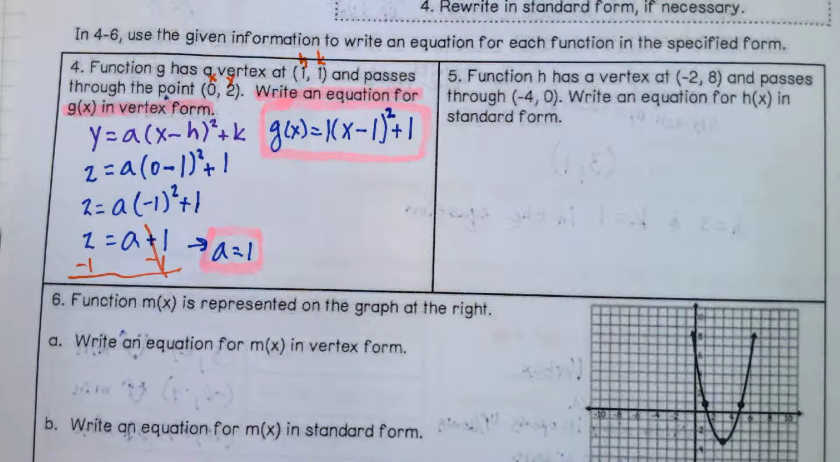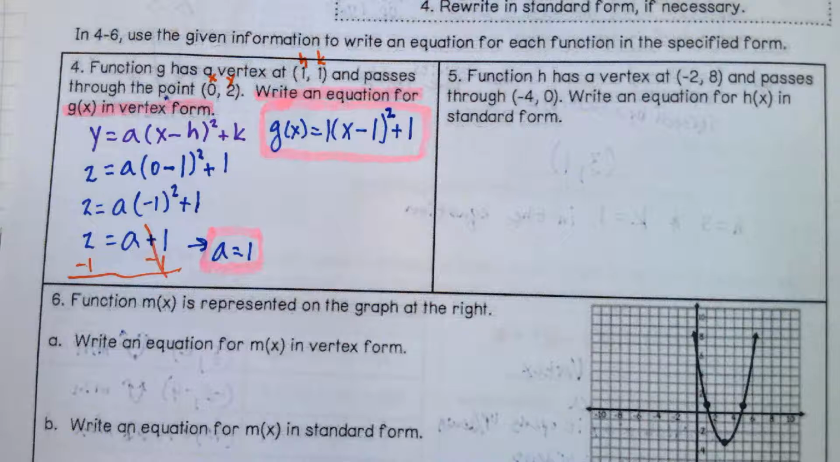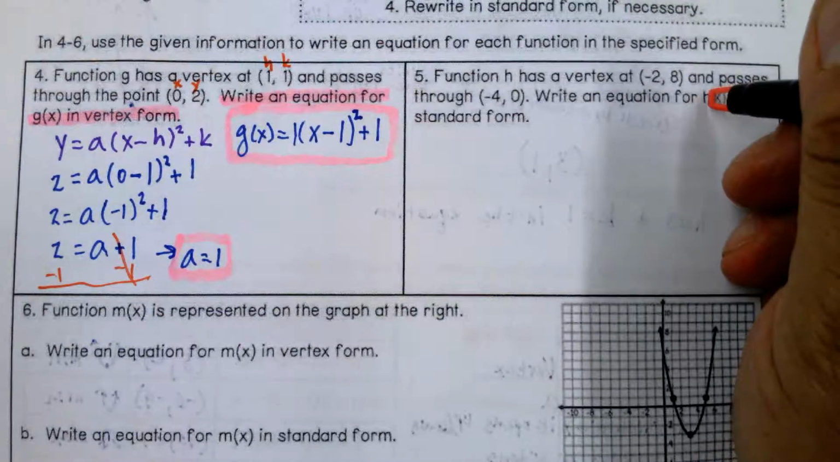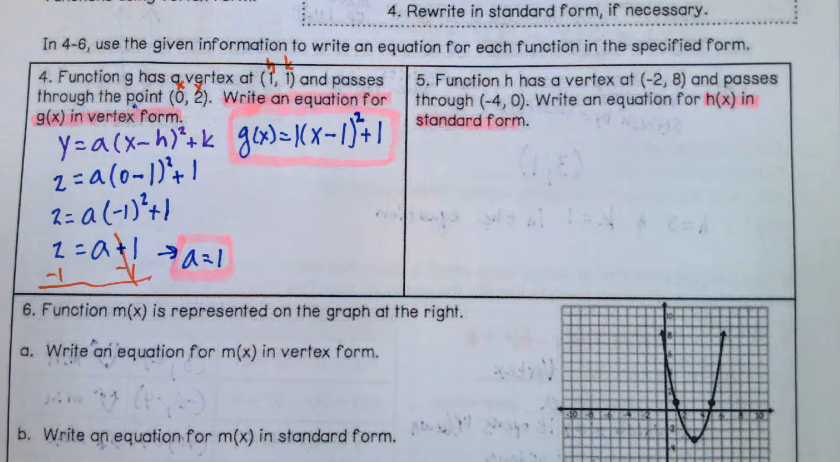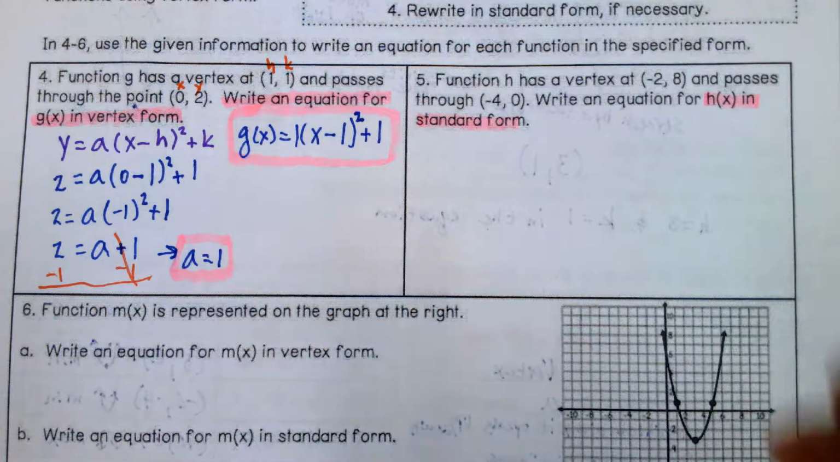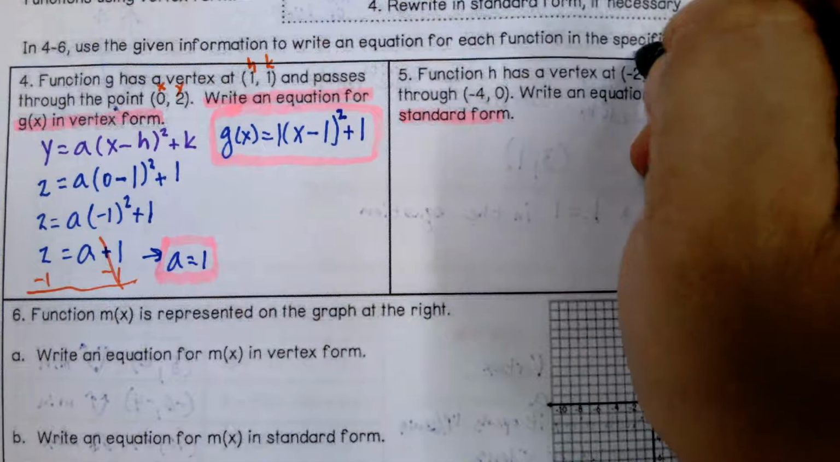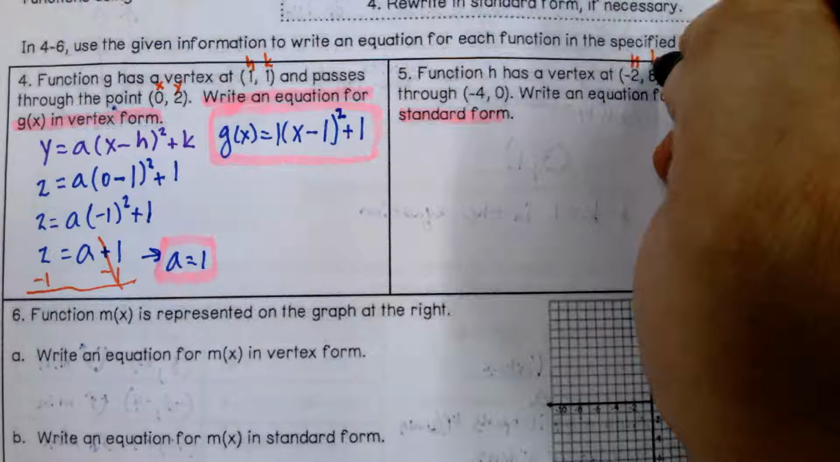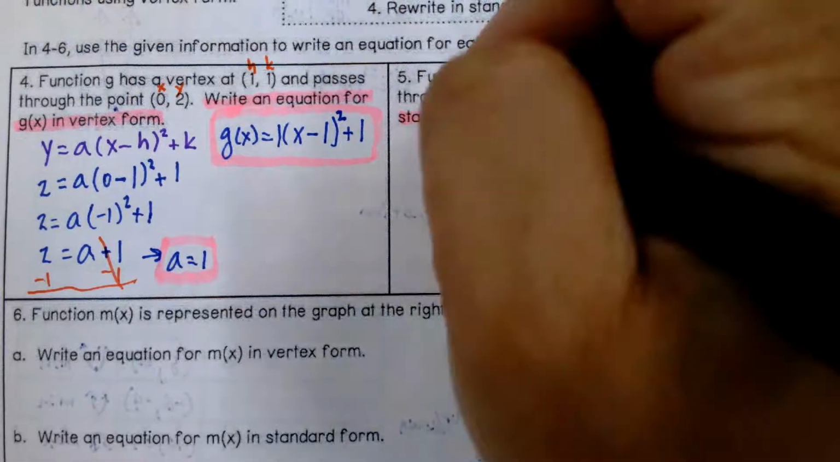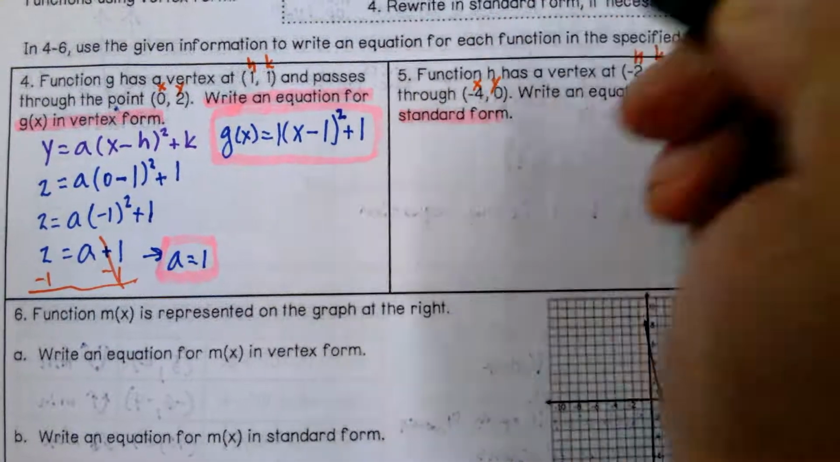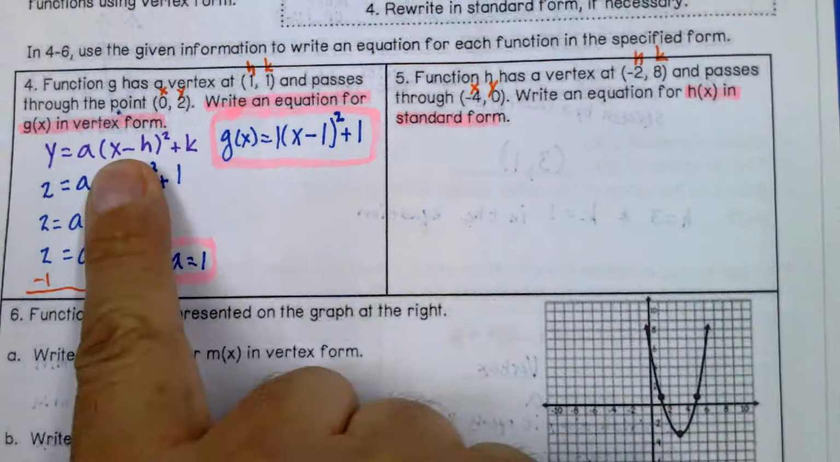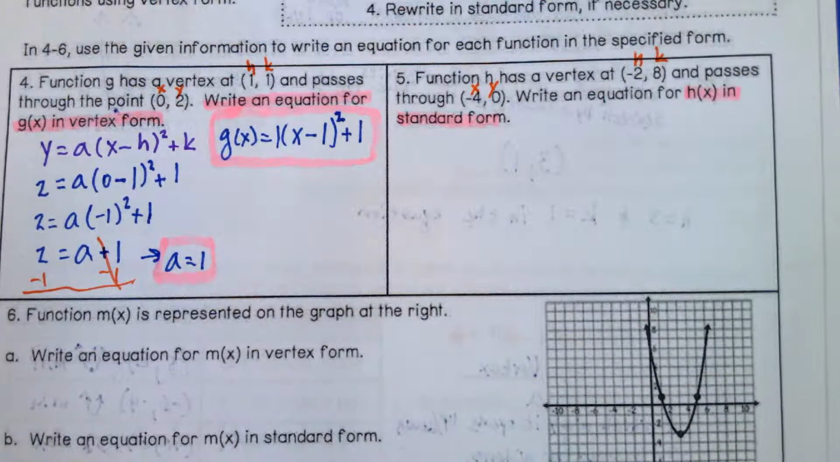Okay, let's look at the next one. What's the difference in the next one we have to find? Yeah, we want this h of x in standard form, so it's going to be a little more work. But they tell us this is the vertex, so this is h and k. And this is the point that it's going through, so this is x and y. So we start the same way we did before. Let's plug all that in.